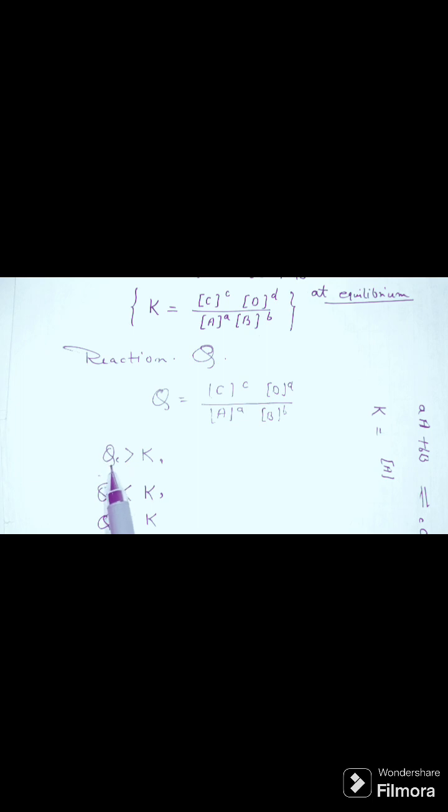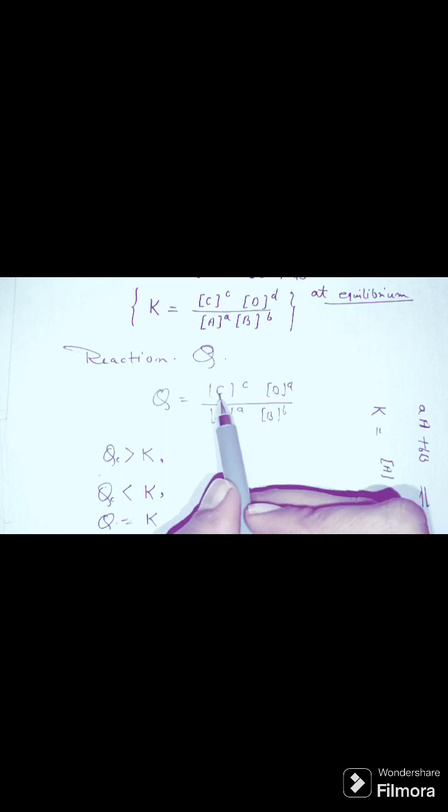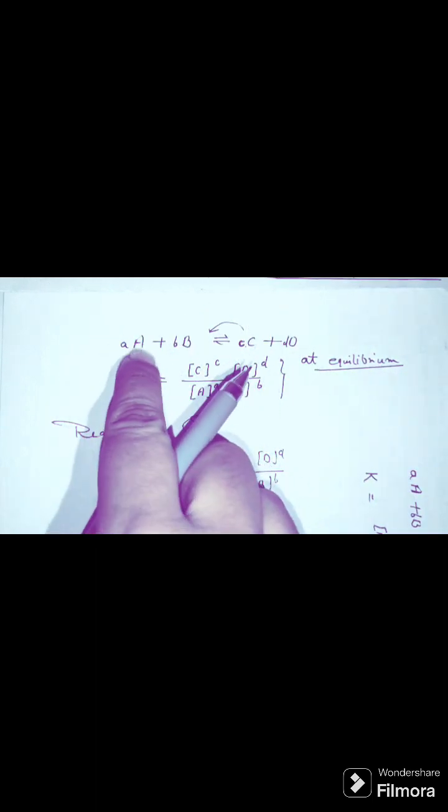Now, if Qc is greater than K, what does that mean? That means the value of the numerator is obviously higher. In the numerator, you have the product. If the concentration of product is higher, then obviously the reaction will go backward to minimize that. If the concentration of reactant is higher, the reaction will go in the forward direction. Keep in mind, product concentration higher, reaction will go backward. Reactant concentration higher, reaction will go forward. So if Qc is greater, that means product concentration is higher, so the reaction will go in the backward direction.